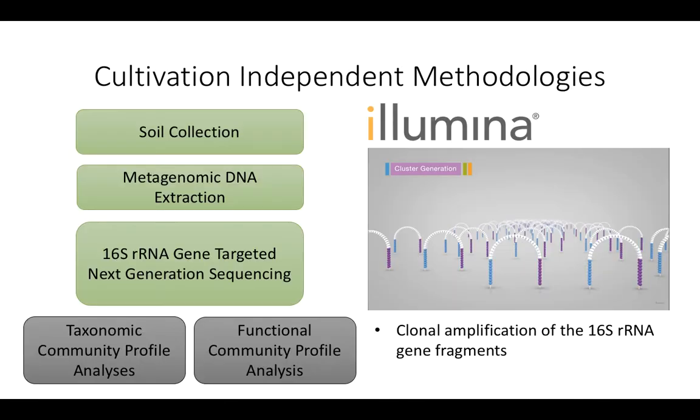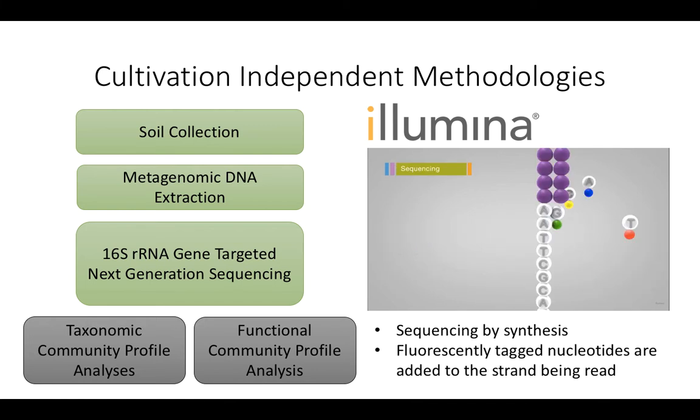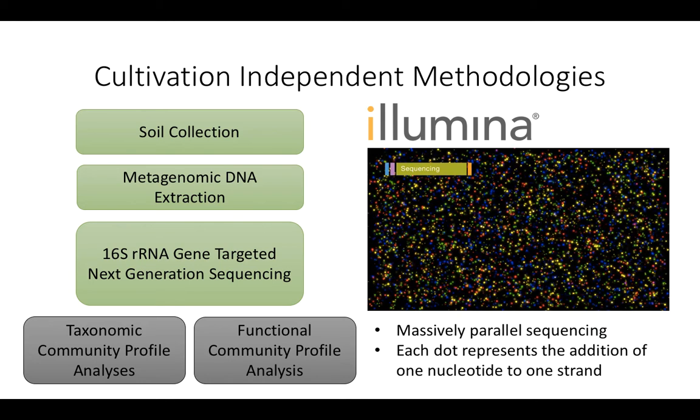Our bulk DNA was then sent off for 16S rRNA gene-targeted next-generation sequencing by Illumina, and this involves the clonal amplification of the 16S rRNA gene fragments, as well as sequencing by synthesis. This is a process in which fluorescently tagged nucleotides are added to the strand being read. This is done in a massively parallel fashion, as represented by this picture where one dot represents the addition of one nucleotide to one strand on one sequencing platform. If you want to review the steps of next-generation sequencing in more detail, Illumina has some videos available on YouTube.